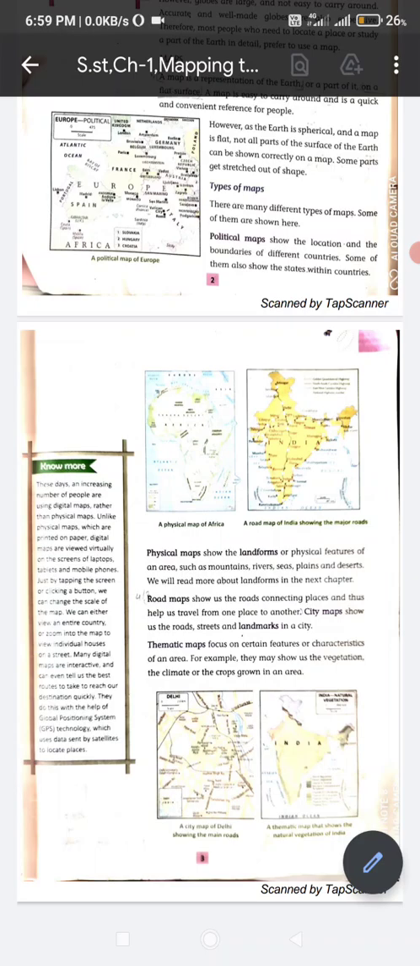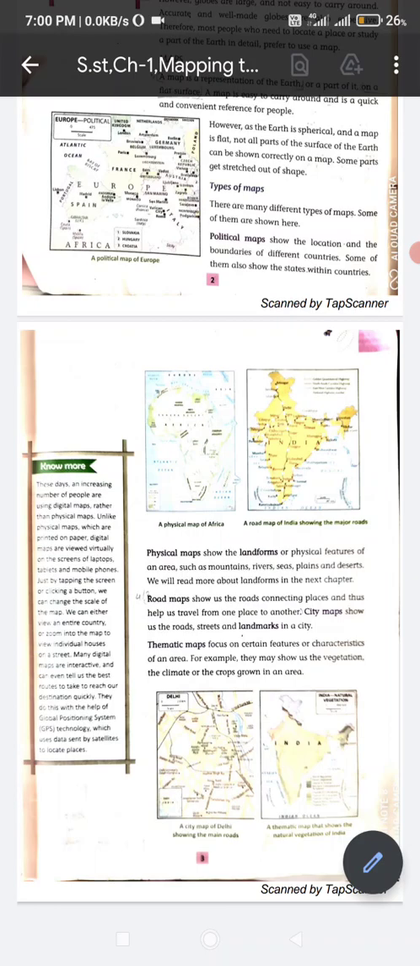Many maps show the scale as a line with distance marked on it. This type of scale is known as a graphic or linear scale. What is this called? Graphic or linear scale. Each division on this line represents a particular distance on the ground. What does each division represent? A particular distance on the ground. With the help of scale we can easily measure and know the particular distance on the ground.